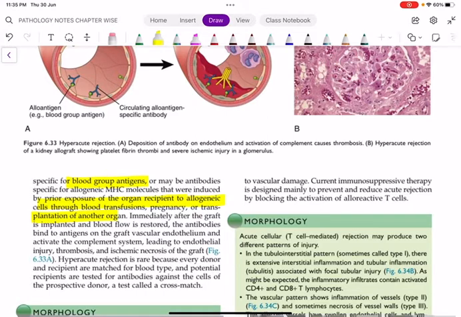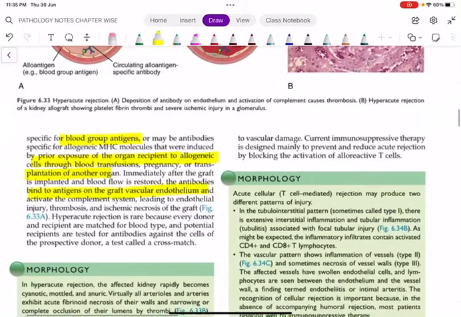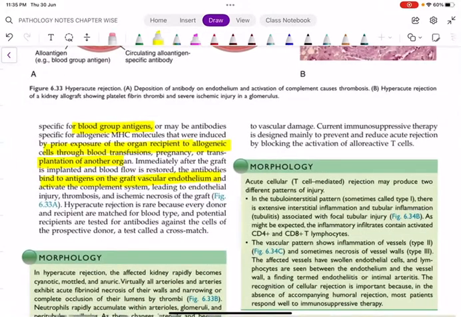Now again I am getting a transplant. So what will happen? This will trigger it. Remember, these antibodies are mainly targeted against the vascular endothelium, and finally this will activate the complement system, causing endothelial injury, thrombosis, and ischemic necrosis of the graft. Remember, this hyperacute rejection is very rare.